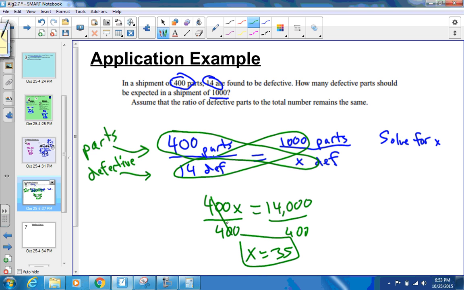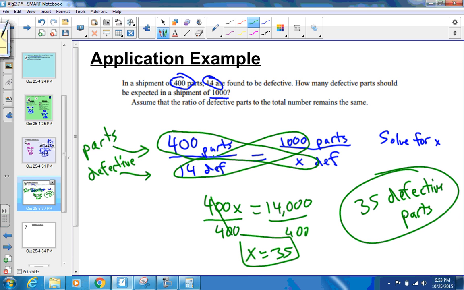That means that if 1,000 parts were ordered, about 35 of them would be defective. So how many defective parts? I'll say 35 defective parts. Sorry, I was doing really bad math in my head. That's why I use a calculator. All right. So that makes sense. Kind of as you get more parts, more will be defective. That's just how it goes.